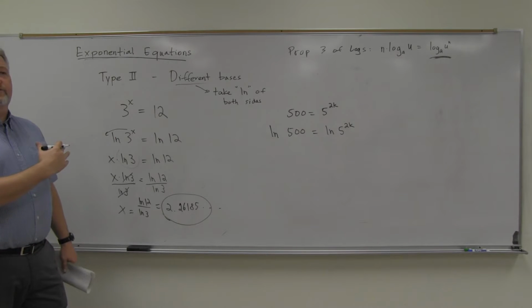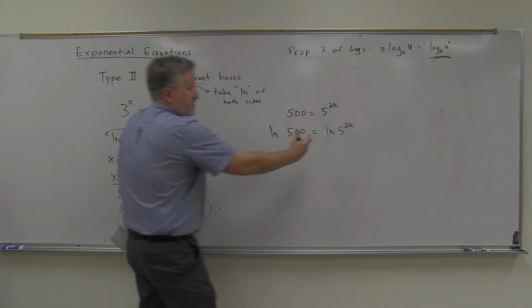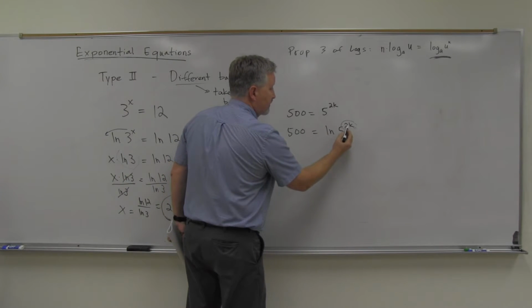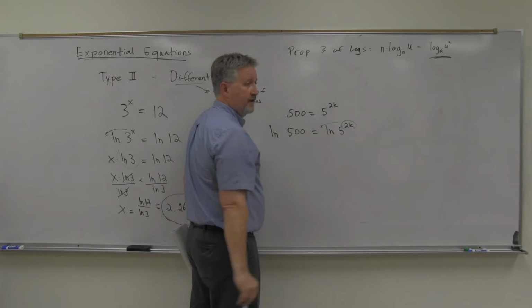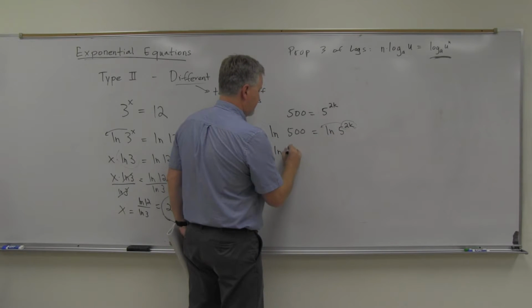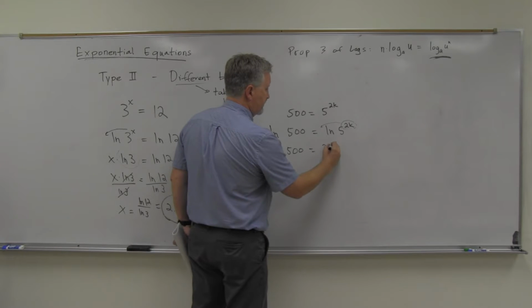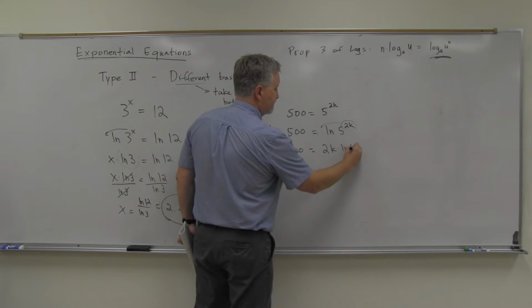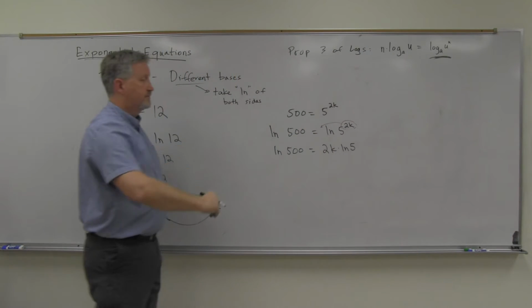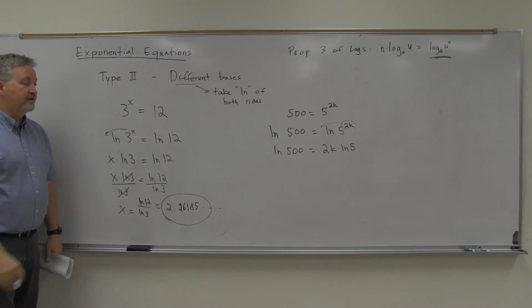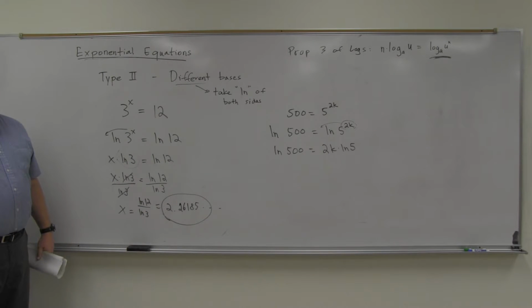Because that'll bring out the 2k, right? Now, since this is a logarithm, I can take this power and bring it out front. So it's ln of 500 equals 2k times the ln of 5. That's property 3 of logarithms again, kind of in reverse, but okay with that?